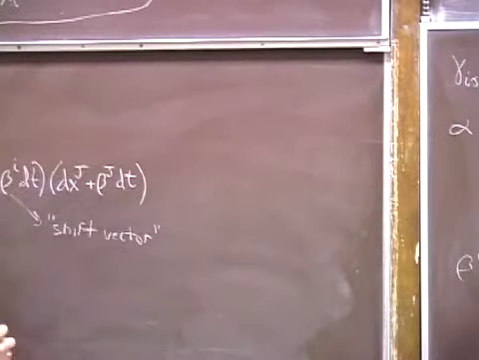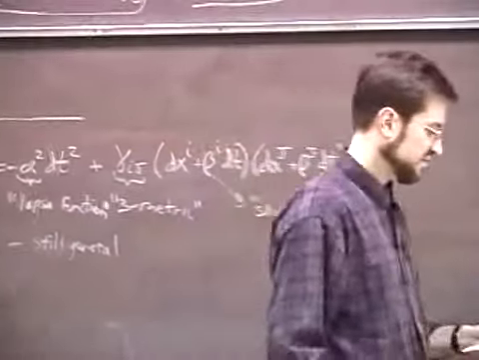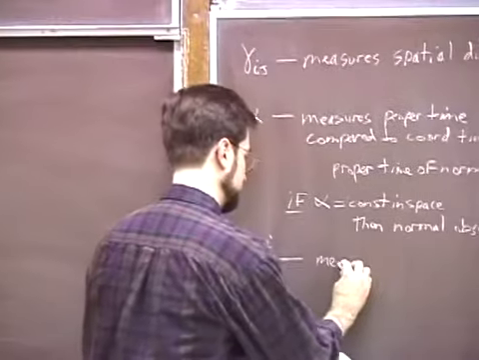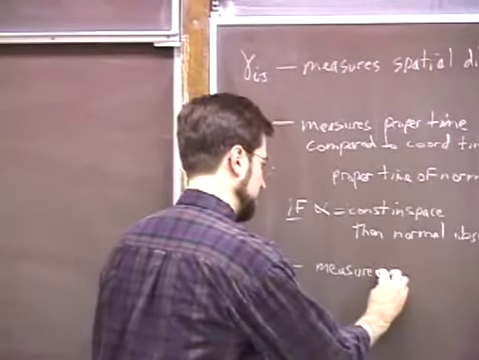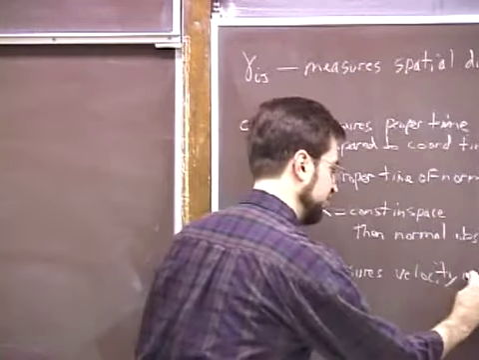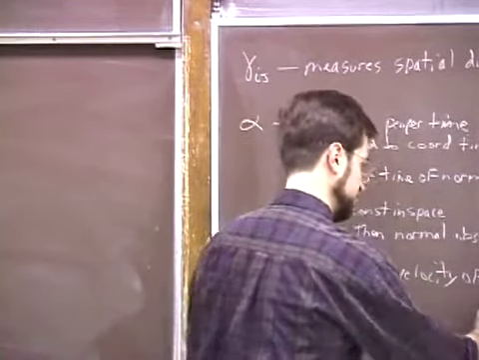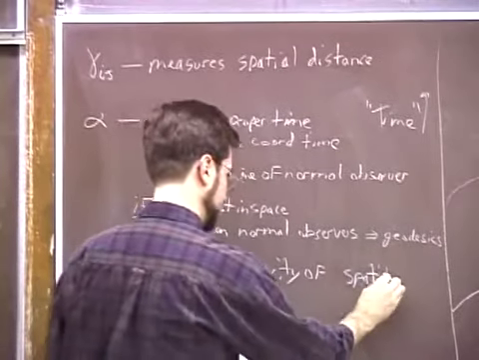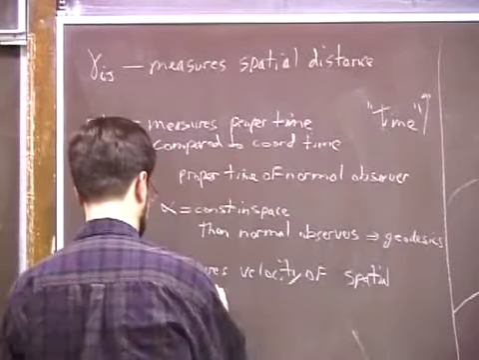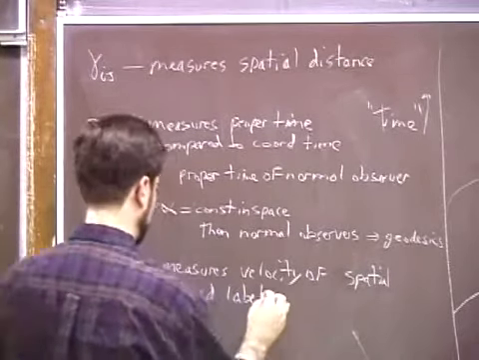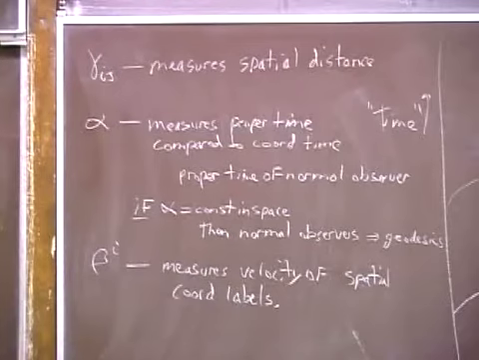So now, what's this shift vector? This is the last piece in here. The shift vector measures the velocity of, this is going to sound funny, but let me explain what I mean. It measures the velocity of spatial coordinate labels.